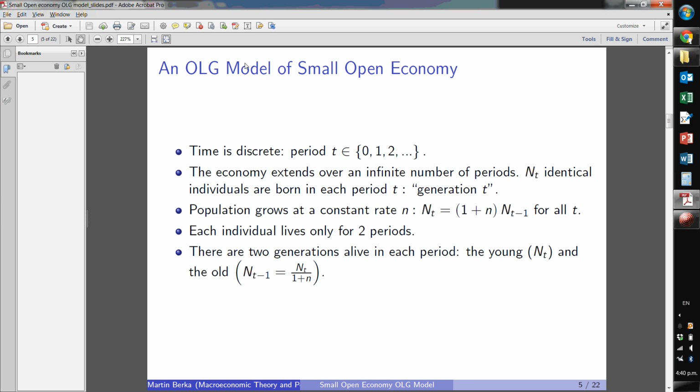At any point of time, of course, since these generations overlap, there are 2 in existence: N_t young people and the old people. How many old people are there? Well, it's N_{t-1}, since the capital N_t denotes the number of people that are being born at time t. So the old people in period t were young in period t-1. So capital N_{t-1} is the number of old people living in period t. How many of them were there? Well, since the net growth rate of population is lowercase n, the ratio of capital N_t divided by 1 plus n is the number of people who are old in period t.